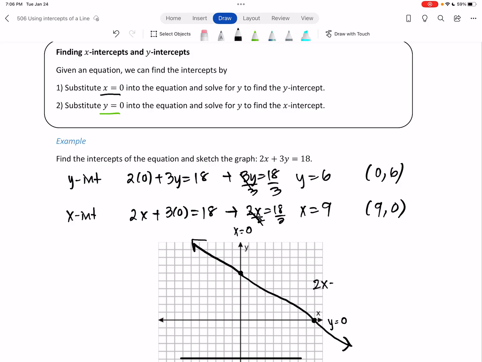2x plus 3y is 18. You could have solved for y and used the slope-intercept form to graph the line, but this is a lot easier if you can find those intercepts right away, because then you have 2 points, you plot them, you have your graph.